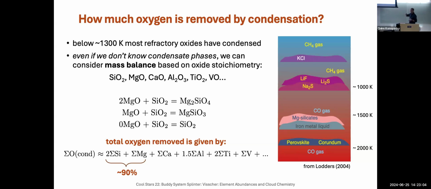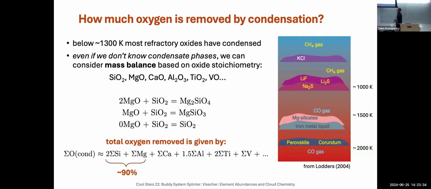Right? So if we go to low temperatures, we've already condensed out any of the condensate-forming elements. And because we can make that assumption, even if we don't know exactly what phases have formed, we can still say something about how much oxygen has been removed, because any of these condensates are going to obey the stoichiometry of these oxides that are forming.